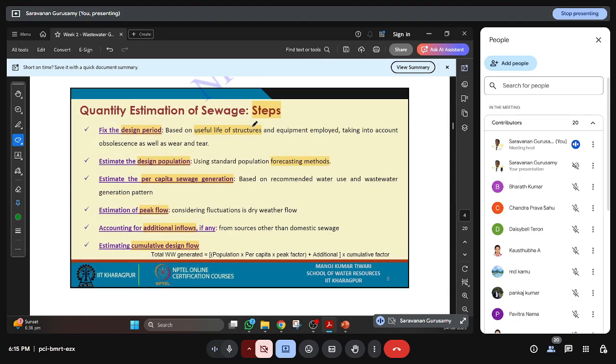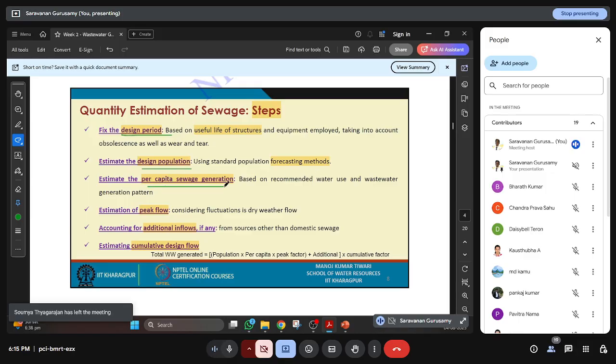So what are the steps to estimate the sewage? First, we need to know the design period, how many years it is going to serve the city or municipality, and then the design population. If I know 15 years, then what will be the population after 15 years? That design population I need to forecast.